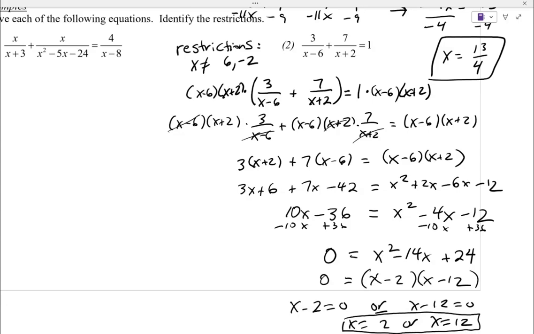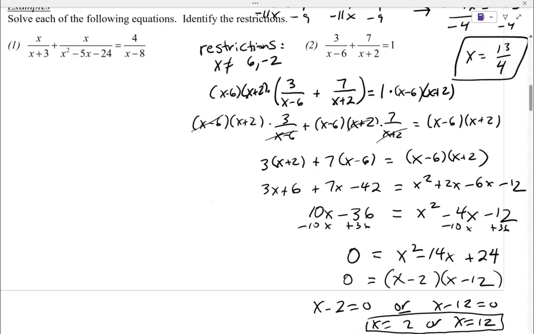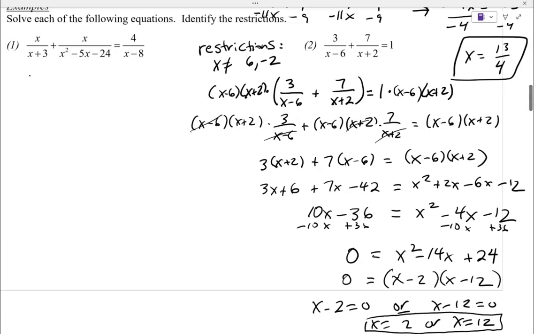First one, the reason why I wanted you to do the second one first and then the first one, that first one was a little bit different, right? What looks different about the first one than compared to the other two? Yeah, we got that piece right there, don't we? That x squared minus 5x minus 24. What do you think we want to do with that before we do anything else? Factor it.